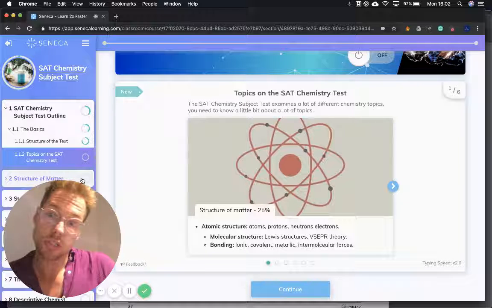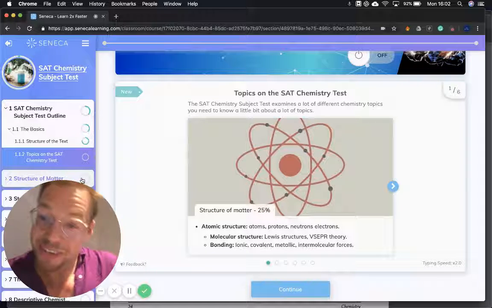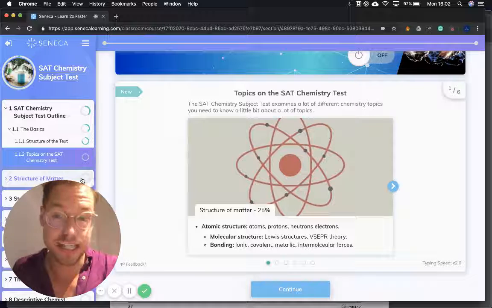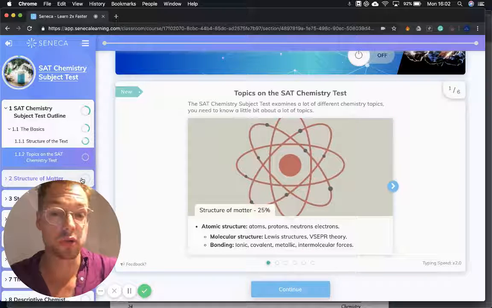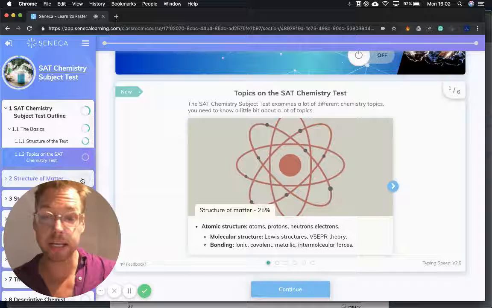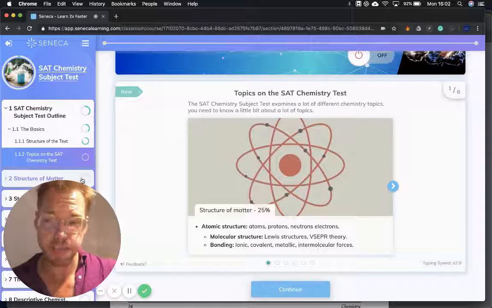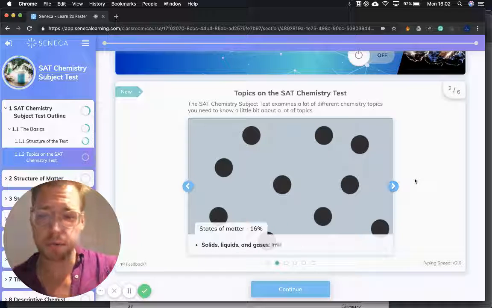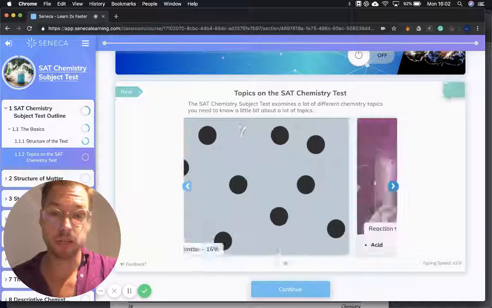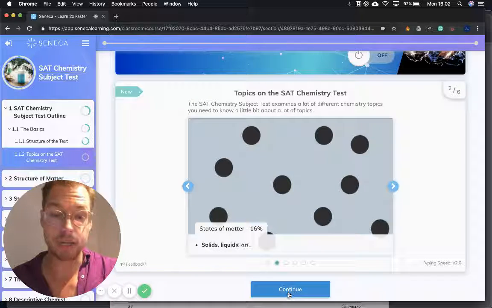So let's go. Structure of matter. That's the first topic you need to know for the SAT chemistry subject test. It's going to be 25% of your marks. So this is atomic structure: atoms, protons, neutrons, electrons. Molecular structure, that's stuff like Lewis structures and VSEPR theory. Bonding, that's ionic, covalent, metallic, and also some intermolecular forces. Boom.